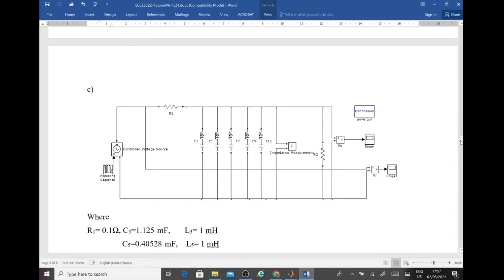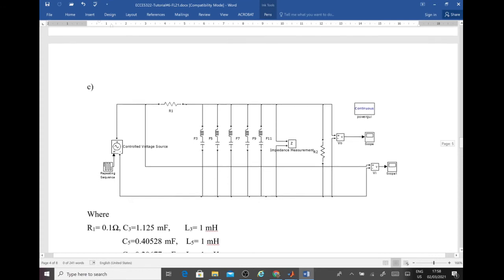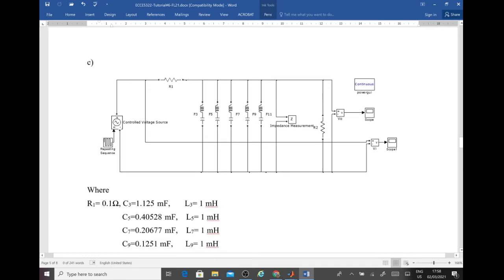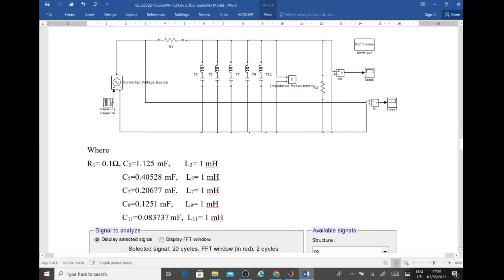Okay, so this is the filter for the third harmonic, fifth harmonic, seventh, ninth, and so on. And again, you can assume L to be the same, then you will calculate the value of C, and then you can do simulation by using MATLAB, and you will obtain the following results.